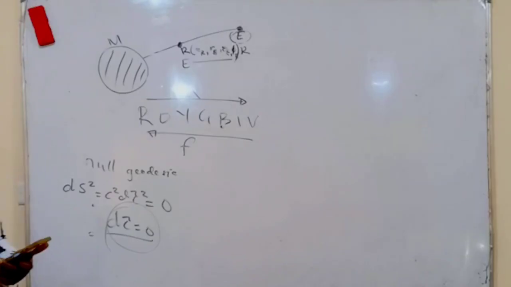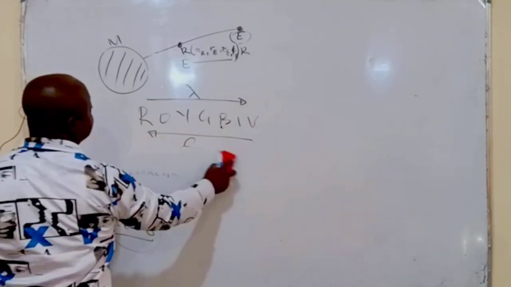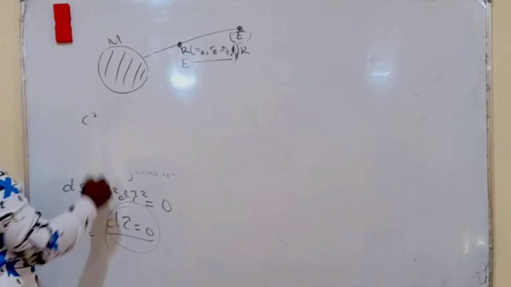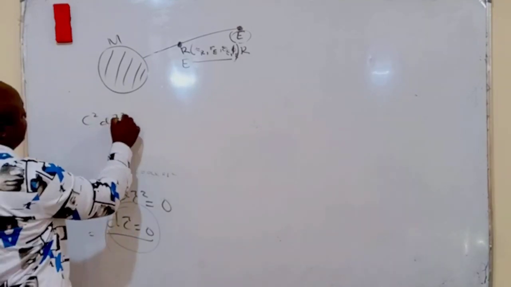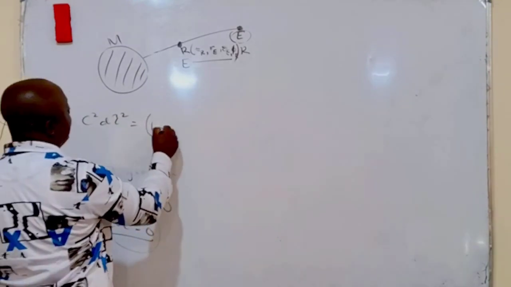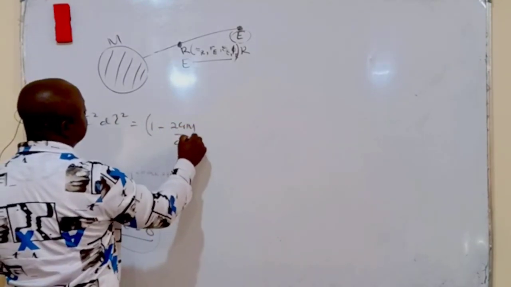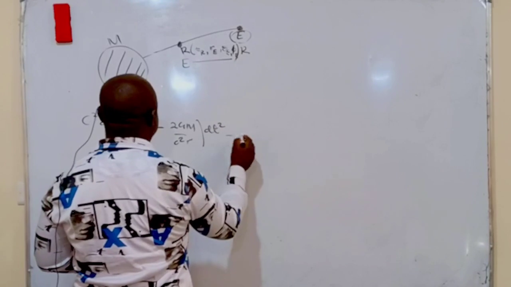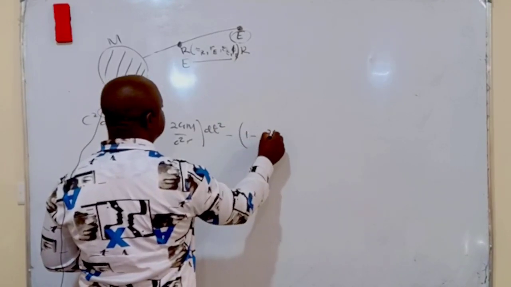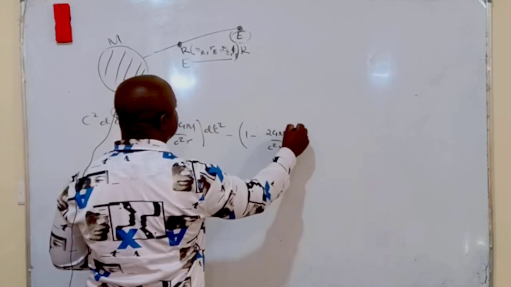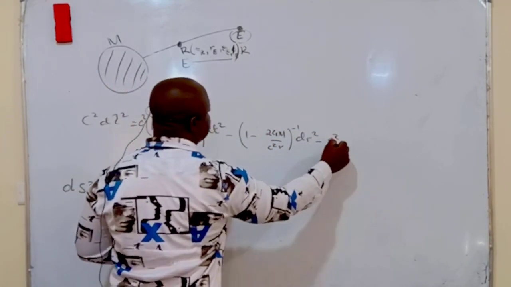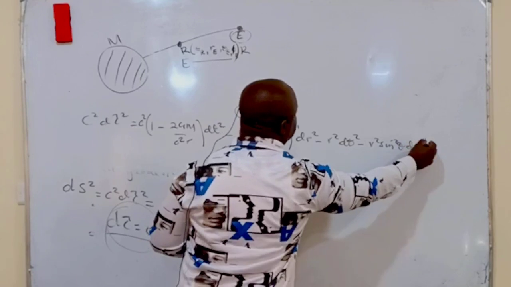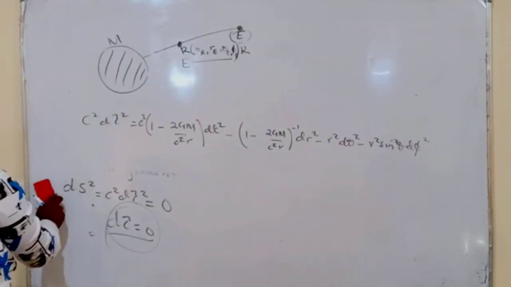So what is our line element? Our line element is c squared d tau squared equals (1 minus 2GM over c squared r) c squared dt squared, minus 1 over (1 minus 2GM over c squared r) dr squared, minus r squared d theta squared, minus r squared sine squared theta d phi squared.